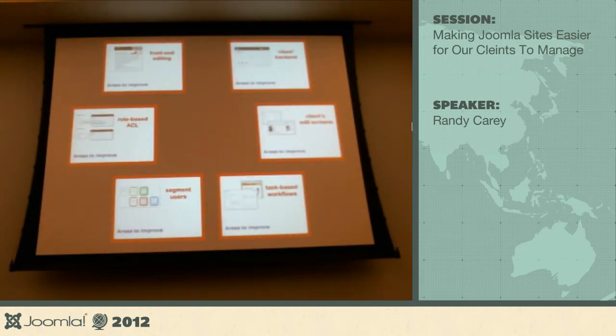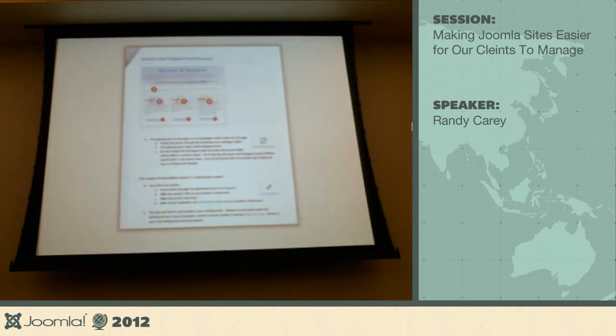So I've shown you six techniques: front-end editing, getting a different client backend, role-based ACL, editing the client's edit screens so they're more tailored to what they want, segmenting the users to help give them more unique experiences, and a task-based workflow. Oh, there's a seventh one. Good documentation. The good documentation that matches their mental model, I'd like to think.